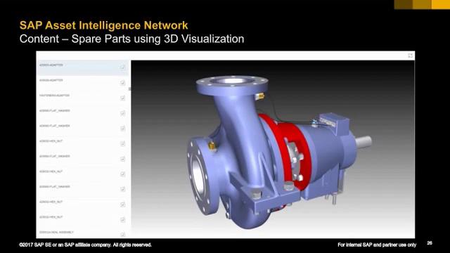AIN can make use of 3D Visual Enterprise for enhanced spare parts management. Manufacturers can publish the information in 3D, and as you can see on the left-hand side, you can highlight the part number and the relevant piece is highlighted on the drawing instead of having a flat spare part list.